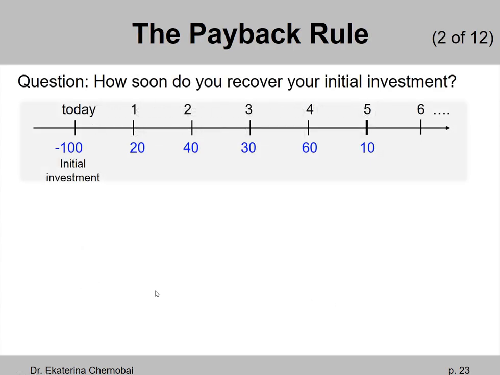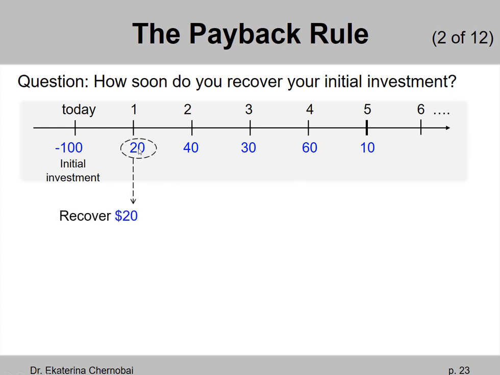Let's look at the following example. Question: how soon do you recover your initial investment? Let's say the initial investment is $100. So on our timeline, you can put minus 100 under year 0, which is today. Then in years 1, 2, 3, 4, and 5 in the future, we have $20, $40, $30, $60, and $10 coming in, respectively.